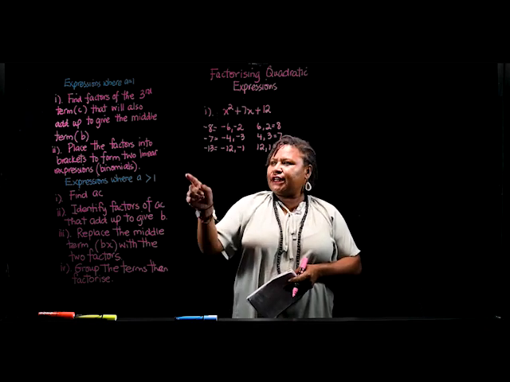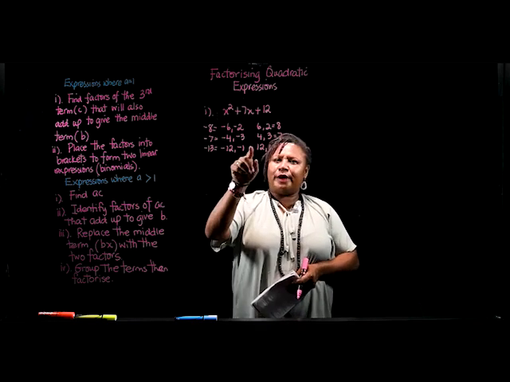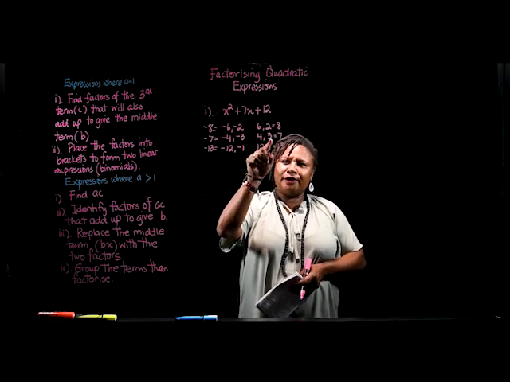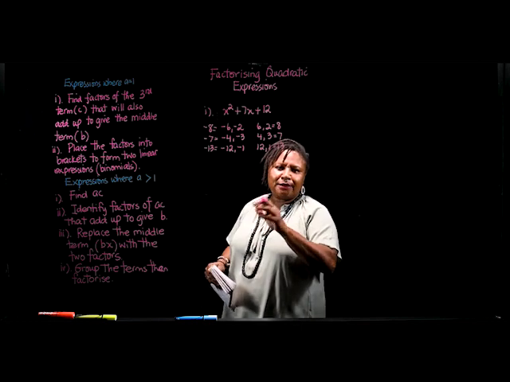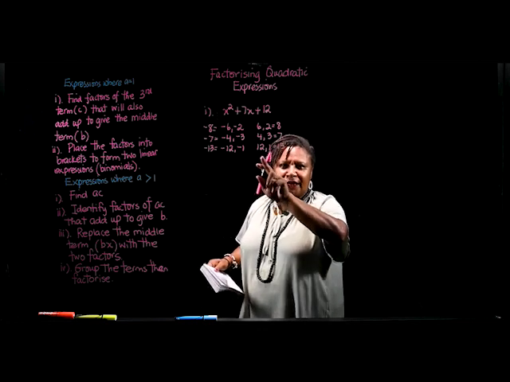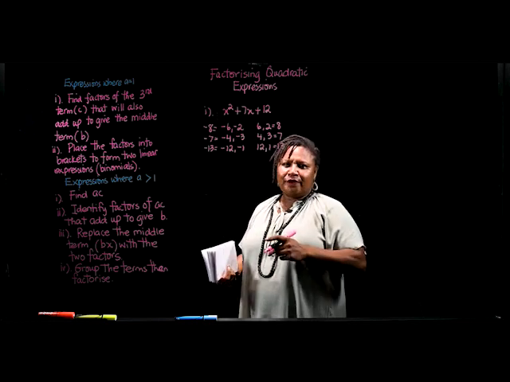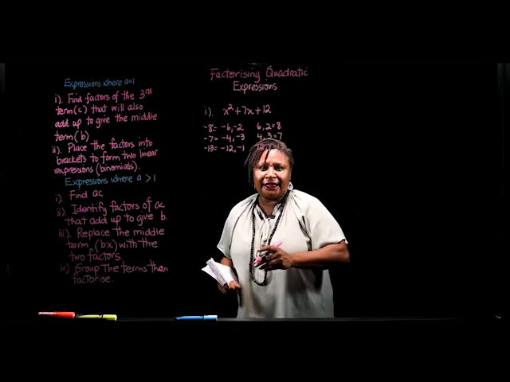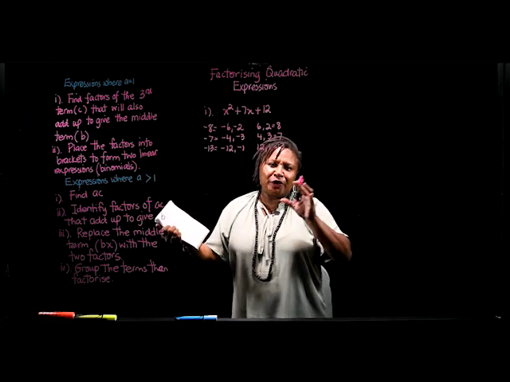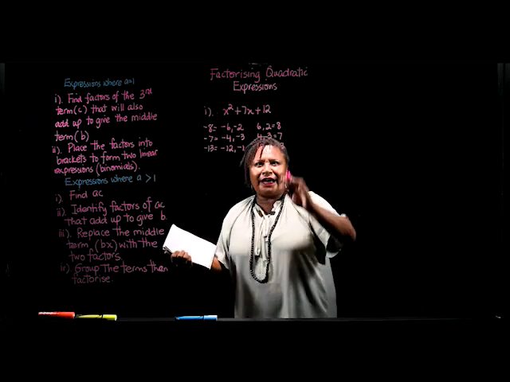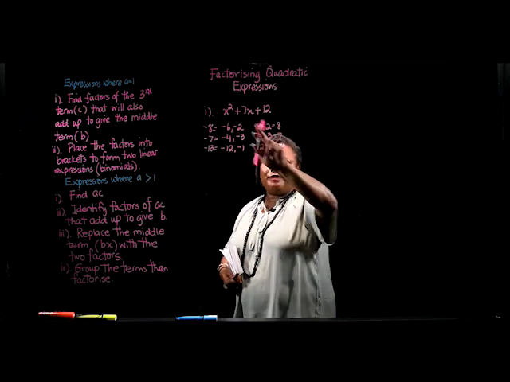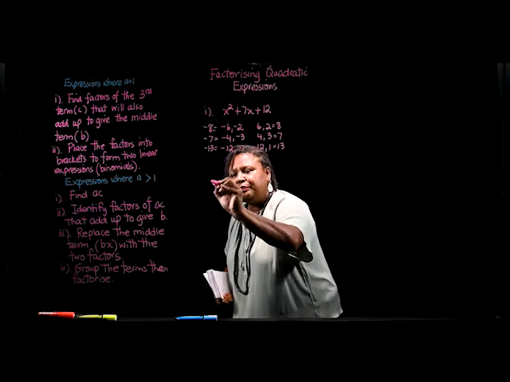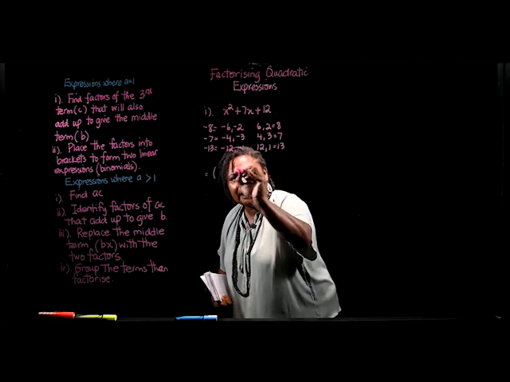The factors that give us a product of 12 and a sum of 7 are positive 4 and positive 3. So 4 times 3 is 12, and 4 plus 3 is 7. So what we do next, we place the factors into brackets because you need two brackets with linear expressions multiplied to give us a product of x squared plus 7x plus 12. So let's form our two brackets here.